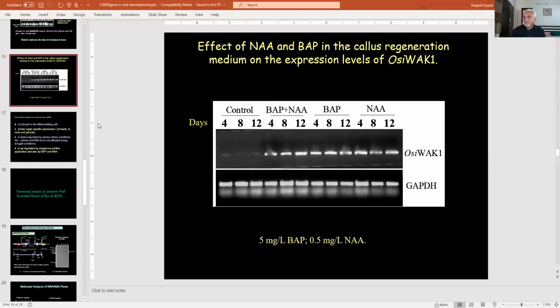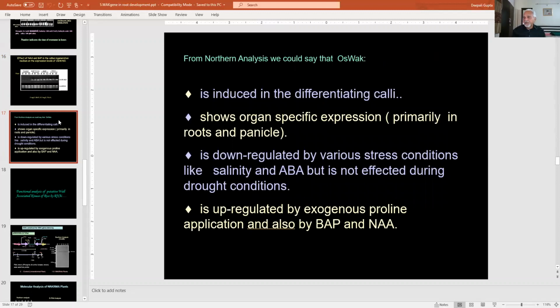So to conclude from this section, it indicates that the gene is induced in the differentiating calli, shows organ-specific expression primarily in roots and panicle, and shows downregulation by various stress conditions like salinity and ABA, but is not affected during drought conditions. It is upregulated by exogenous proline application and also by BAP and NAA. So these results were pretty encouraging for us to go ahead with further functional characterization of the gene.